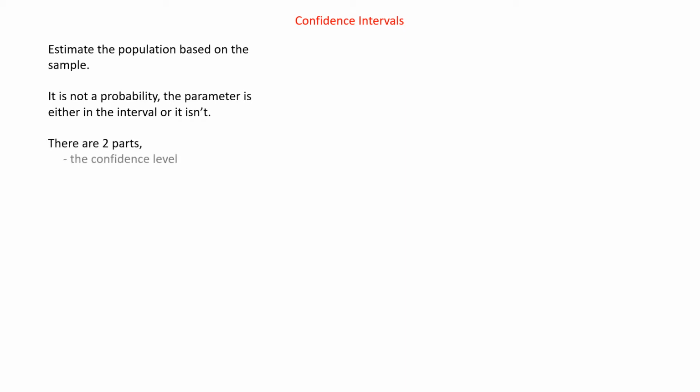There are two parts of the confidence interval. We have the confidence level, 95% certain. 95, remember, is kind of the standard confidence level. It's nothing super special, but it's just kind of the go-to. And then the interval. And the interval consists of an estimate plus or minus that margin of error.